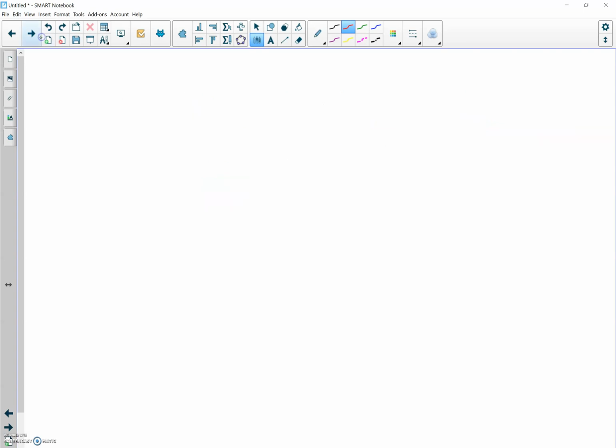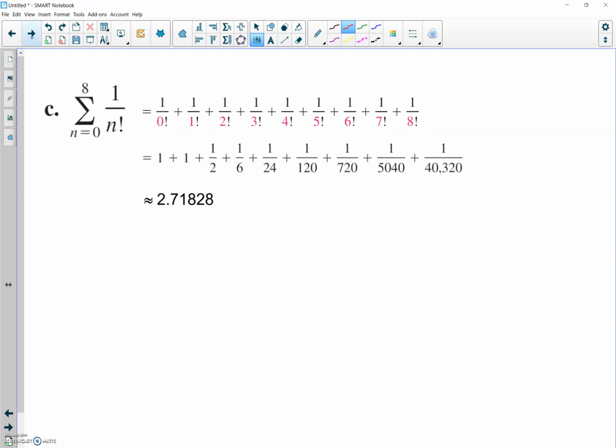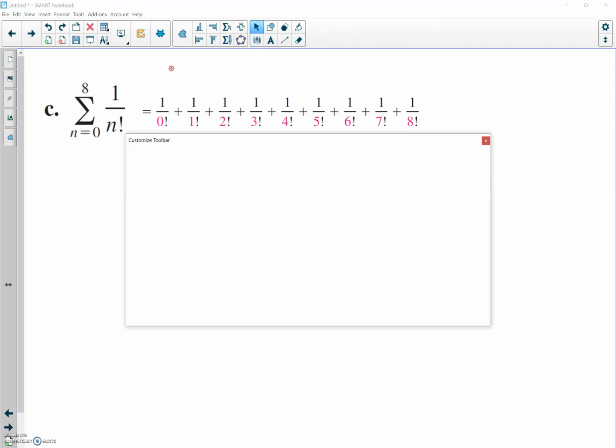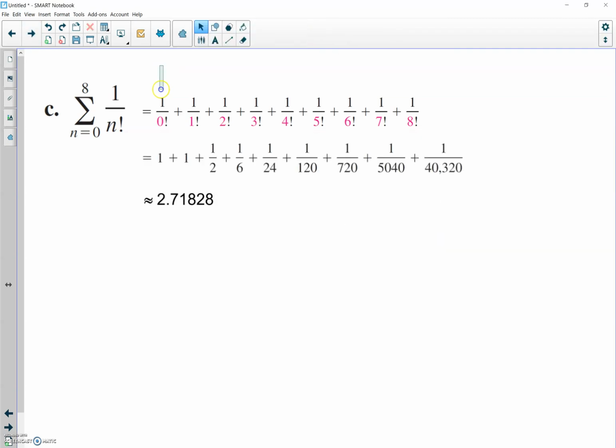Last example here. The summation of 1 over n factorial, where n is numbers from 0 to 8. For the sake of time, I have written these out for us here. So each of these are all the terms of the sequence. The sum here written out, all those factorials are written out for us. When we add those 9 terms up, we get this.